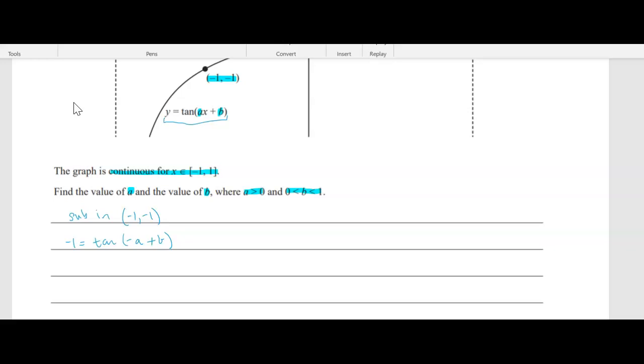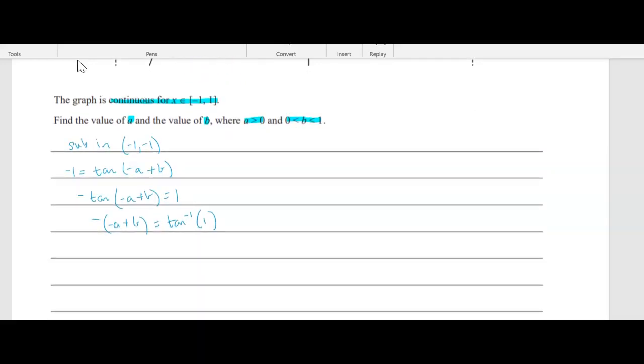All right, so let's get rid of that tan. I'm going to take inverse tan of both sides. Actually, before I do that, I'm going to write -tan(-a + b) equals 1, just because I prefer not to deal with the -1. Then I'm going to take inverse tan of both sides, but I'm going to leave that negative there. So inverse tan of 1.